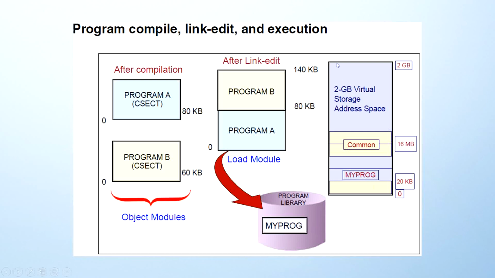If you see, this is a typical address space map, okay, where the split here is shown at 16 meg, that is the line, and this is 2 gig, that is the bar. Okay, so here MYPROG is loaded below the line, okay, and it starts executing. Okay, so that is how it works, from compilation to execution.